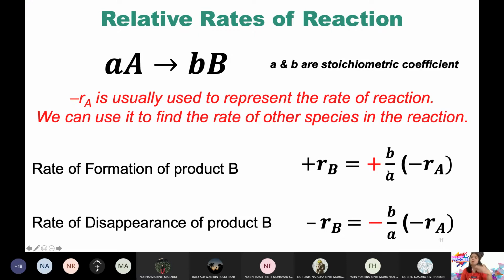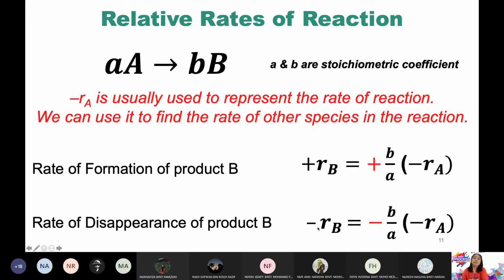B per A adalah nisbah stoichiometric coefficient dia. So contohnya katakan, the reaction is 1A produce 2B. So the B is 2, the A is 1. So positif kali dengan 2 per 1, multiply with your minus RA. So, kan saya dah kata, minus RA biasanya memang kita akan quantify. Kita dah tahu minus RA. So, kita tahu minus RA, kita darabkan dengan nisbah stoichiometric coefficient. Make sure the number positif negatif tu betul. You dah dapat rate for B, rate of formation.